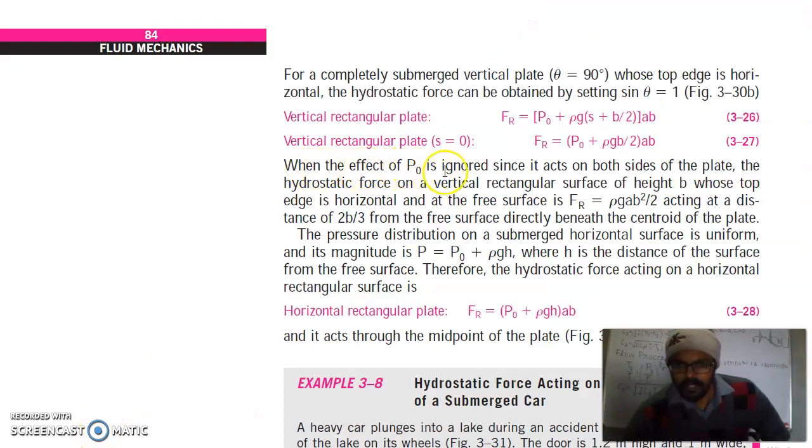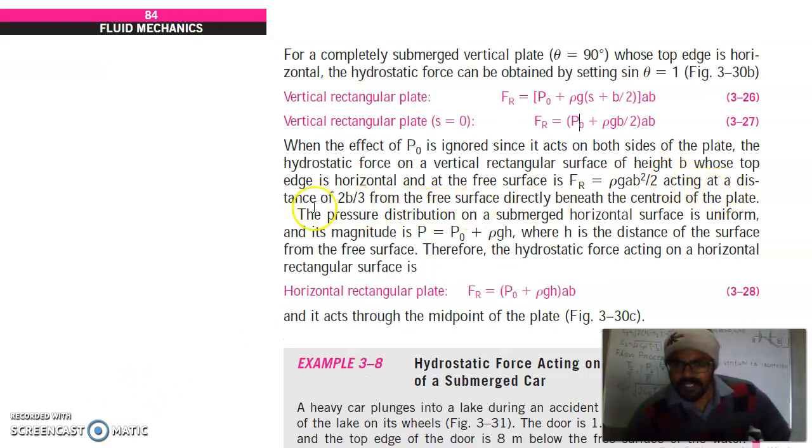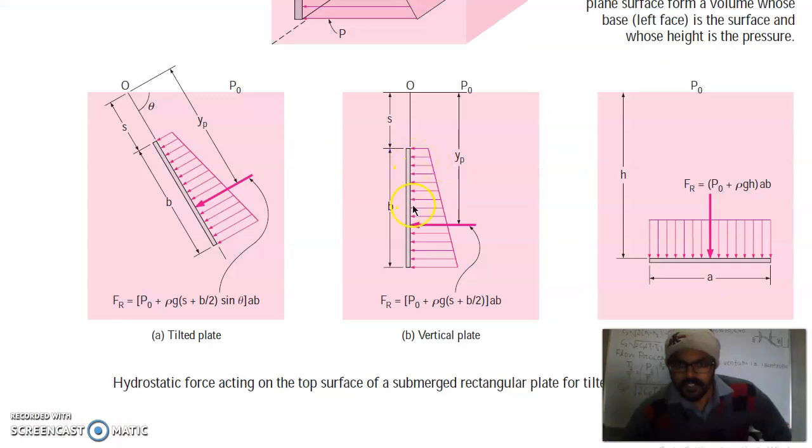So when the effect of P naught is ignored, since it acts on both sides of the plate, the hydrostatic force on the vertical rectangular surface of height b, whose top edge is horizontal and at the free surface, is F_R equal to rho g a b square by 2. That means if you ignore P naught, it acts at a distance of 2b by 3 from the free surface, directly beneath the center of the plate. So this distance will be your 2b by 3.